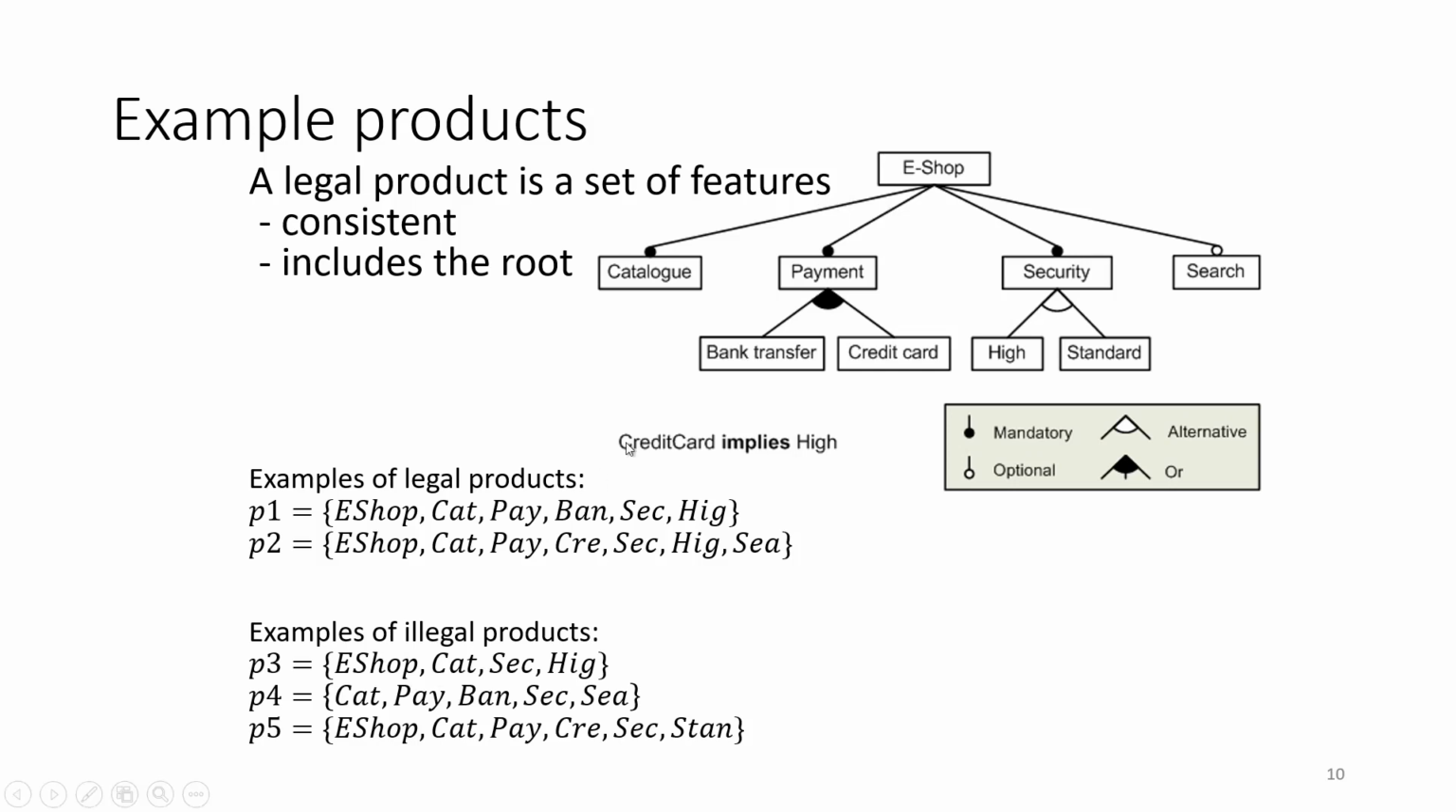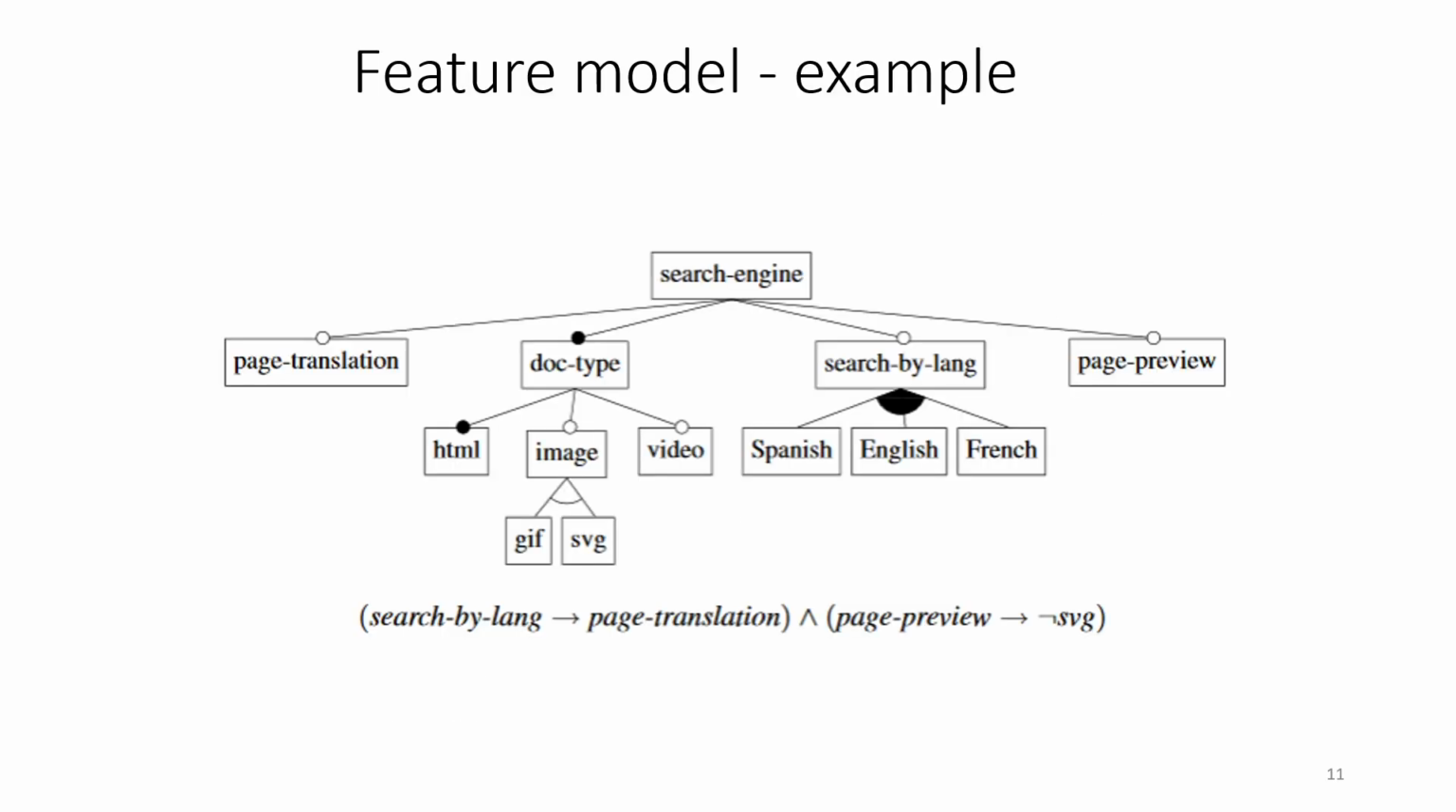We don't have a payment, but it says here payment is mandatory if we have eShop. Okay, so that's why P3 is not a legal product. Then here, yeah, we're missing the root, so it can't be a product of this feature model. This one here, the last one: credit card and standard. Yeah, so credit card, but only standard security, which means that this cross-view constraint is actually violated. So yeah, these are some examples of legal and not so legal products.